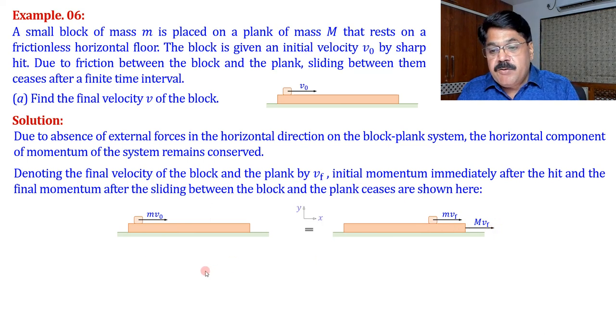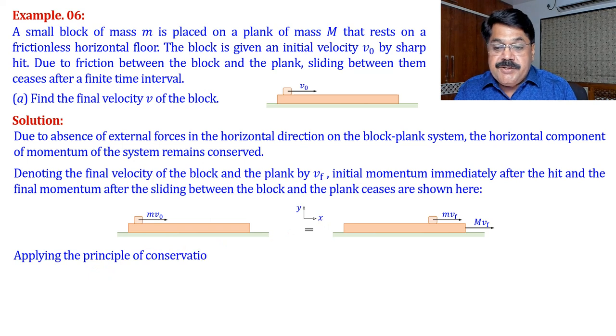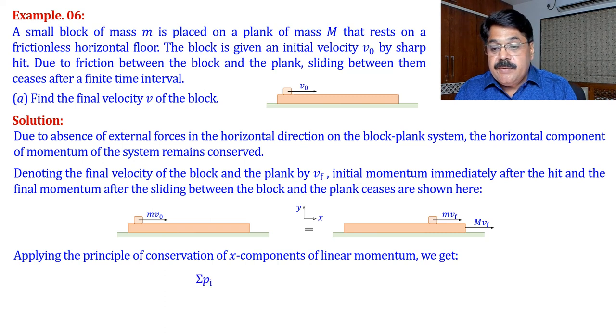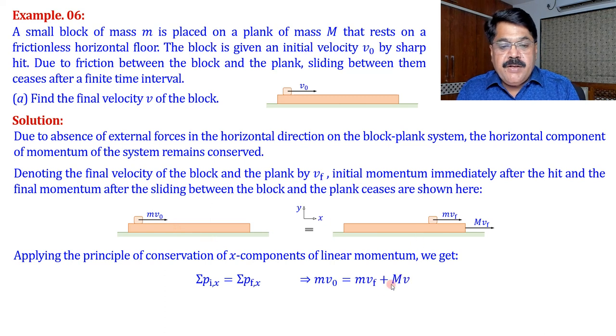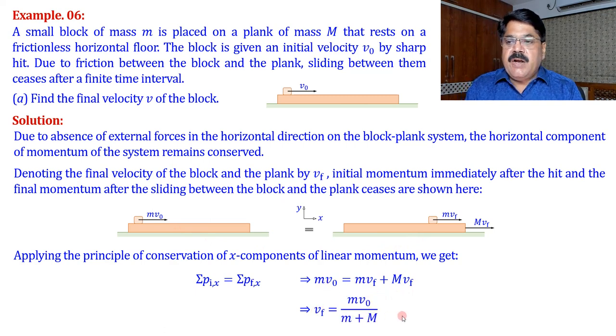So by conservation of momentum, what can we write? We have to conserve momentum only in the x direction. Applying the principle of conservation of the x component of linear momentum, we get summation p initial x is equal to summation p final x. Here, the initial x component of momentum is the total for the system, and likewise the total final x component of momentum of the system. So initial was mv naught, final is m v final plus capital M v final, from where we can find v final is simply mv naught upon m plus M. So that was a very simple idea.